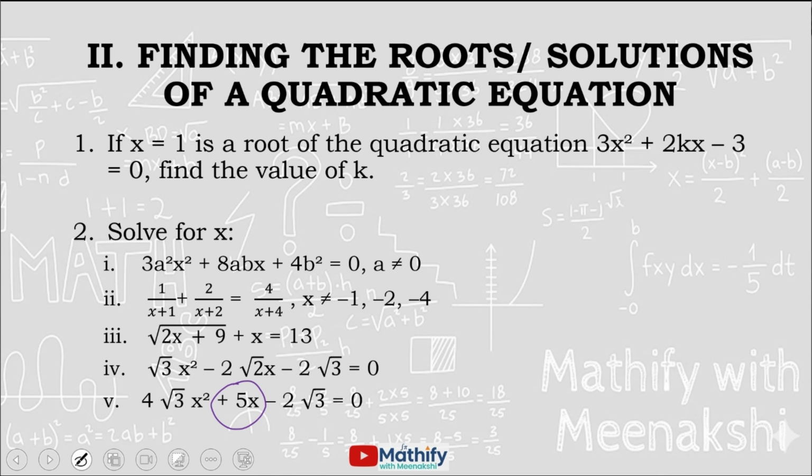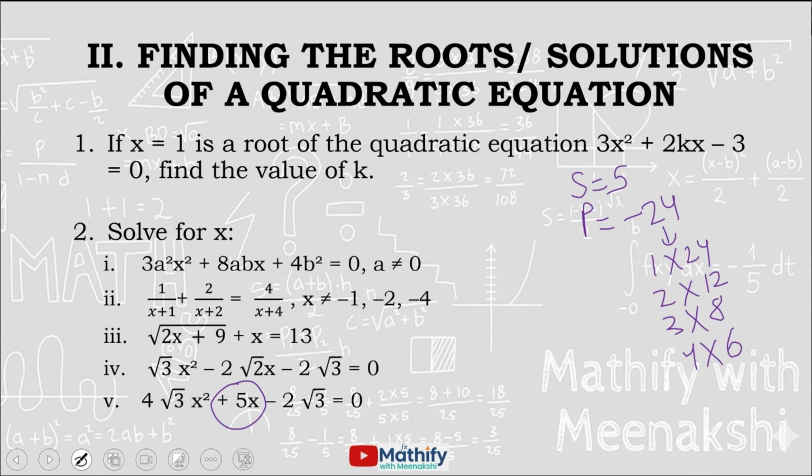For factorization method, you should know that your sum should be 5 and what should be your product. Just multiply the corner ones. 4 root 3 into 2 root 3, that is 8 into 3, 24, minus 24. Now write all the possibilities for how you will get 24. 1 into 24, 2 into 12, 3 into 8, 4 into 6. As you know, when our product is negative, that means both the factors have different signs. The sign of the sum will go with the bigger number, and for the other number, you will use a different sign.